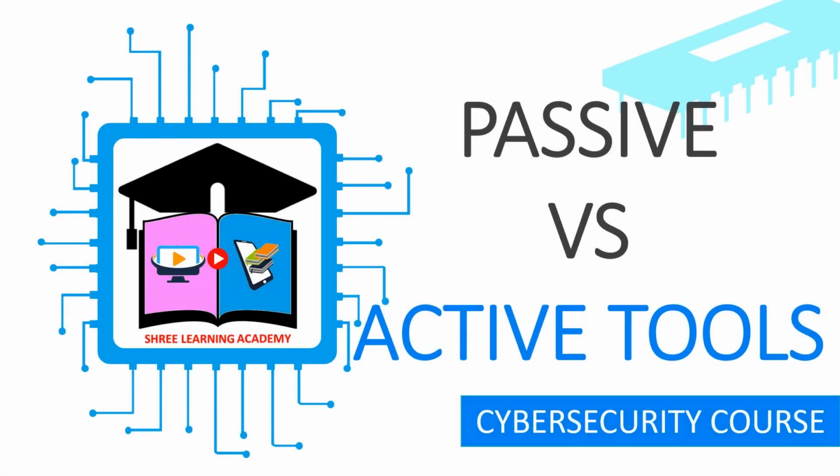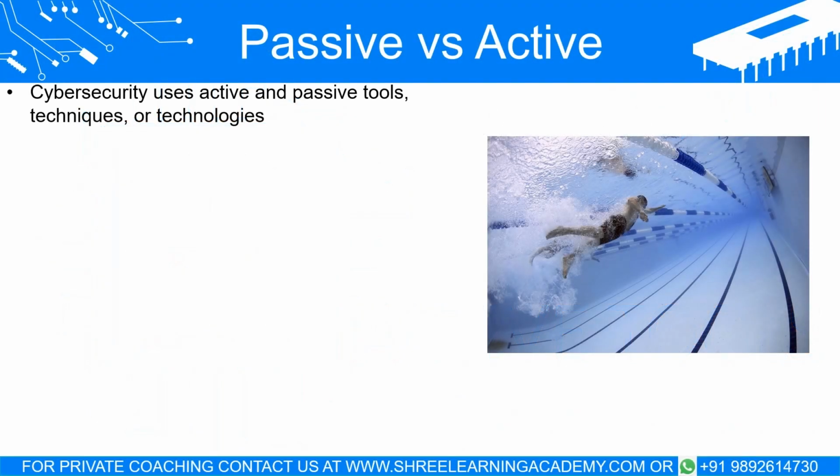Our today's topic is passive versus active techniques. So let's get started. In the realm of cybersecurity, network monitoring and information gathering, there is a distinction drawn between two types of tools, techniques or technologies, active and passive. These terms reflect the nature and mode of operation of these methods, whether they involve direct intervention in a situation or operate quietly in the background.